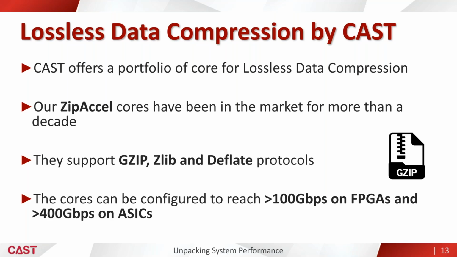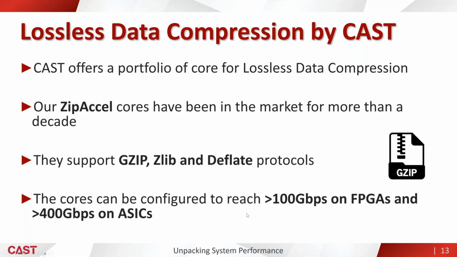These cores support GZIP, zlib, and deflate protocols, and can be configured to reach over 100 gigabits per second on FPGAs and over 400 gigabits per second on ASICs. The limit on the FPGAs is much higher now because we have new devices that come into the market from the major vendors. The new devices by both AMD and Altera that are really big and fast will give us the opportunity to reach even higher throughputs. We have already tried some systems and we can go over 150 for sure, and probably to 200 in some cases.